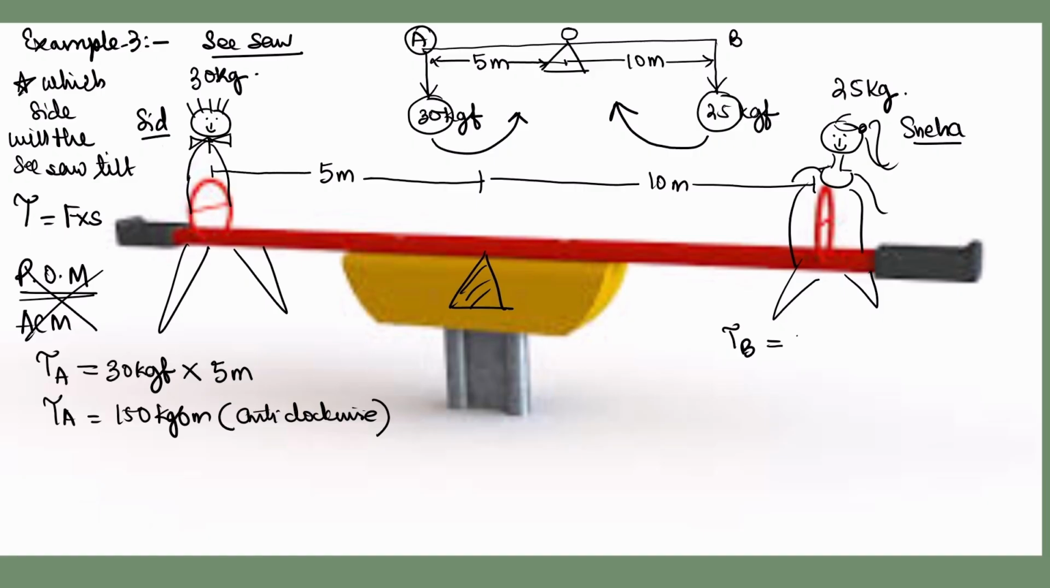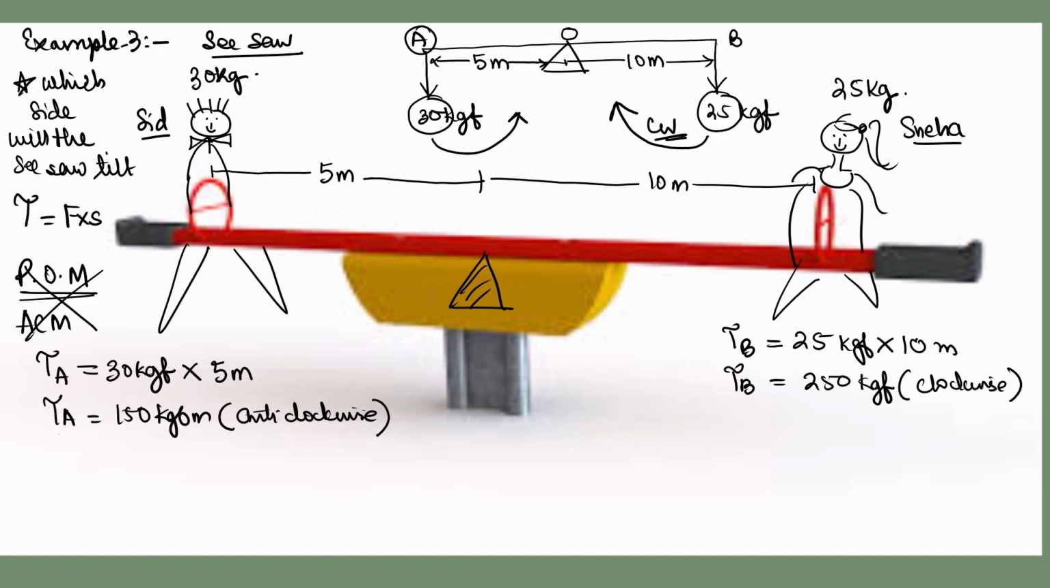Let us calculate the torque due to B, which is torque due to Sneha. What is her weight, which is the force? That is 25 kgf into what is the distance? 10 meter. So what is the torque due to Sneha? It is 250 kgf meter. What is the direction? Sneha is moving clockwise, isn't it? She is moving towards the pivot. It is in the direction of the clock. So it is clockwise.